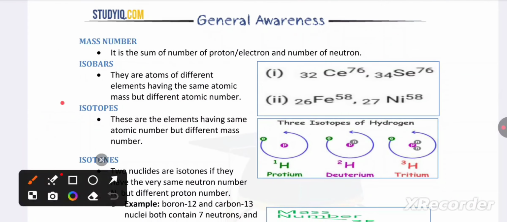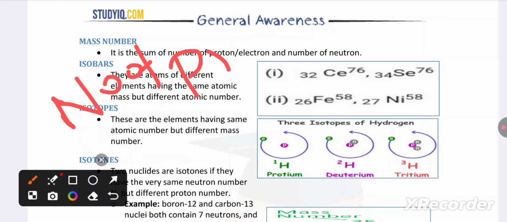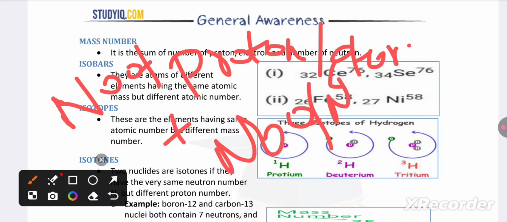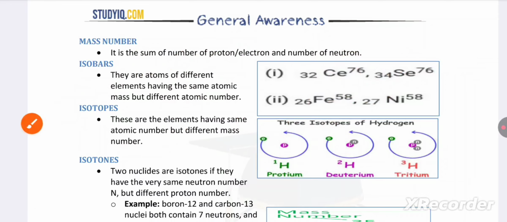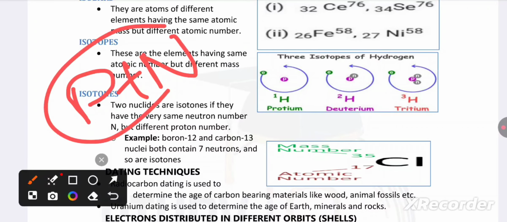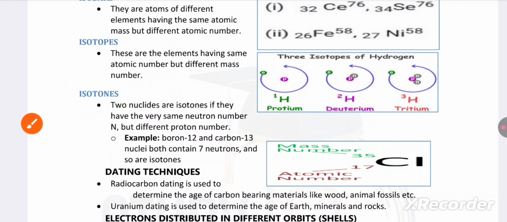Mass number is nothing but the number of protons or electrons plus the number of neutrons. In this case also, it is mainly about protons plus neutrons.